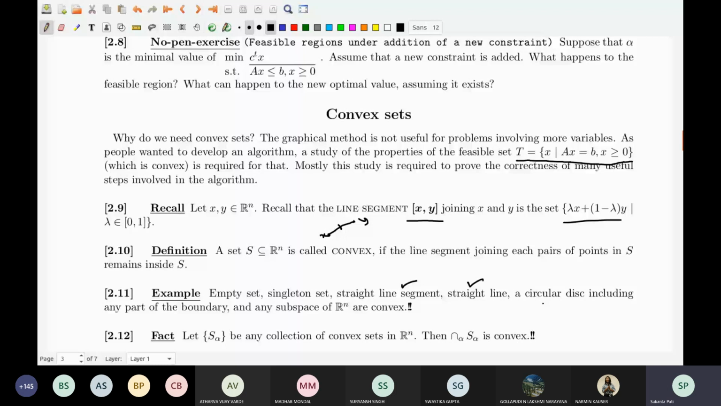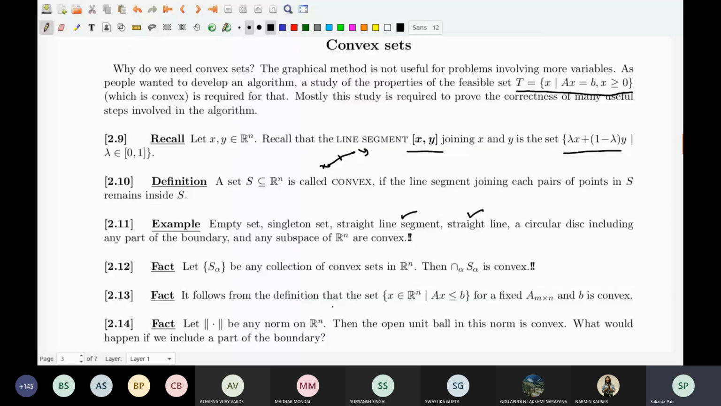One easy thing to prove, very routinely straight from the definition, is that if you have a collection of convex sets in Rn and you take their intersection, whatever you get is convex itself. Very easy to prove. Let x and y be 2 points in this intersection. Then x and y are in each S alpha. Because S alpha is convex, it will contain the line segment joining x and y. This is true for each S alpha, so the whole line segment will be in the intersection.